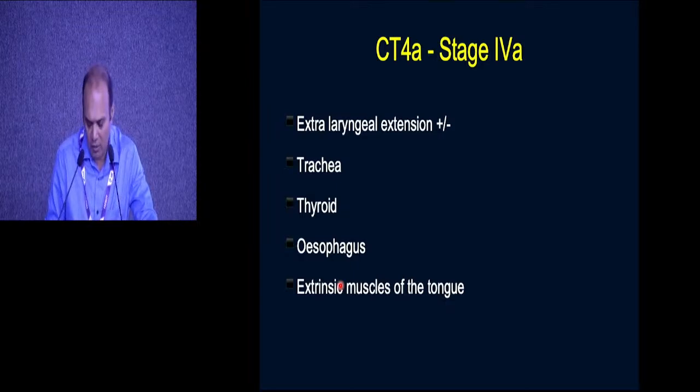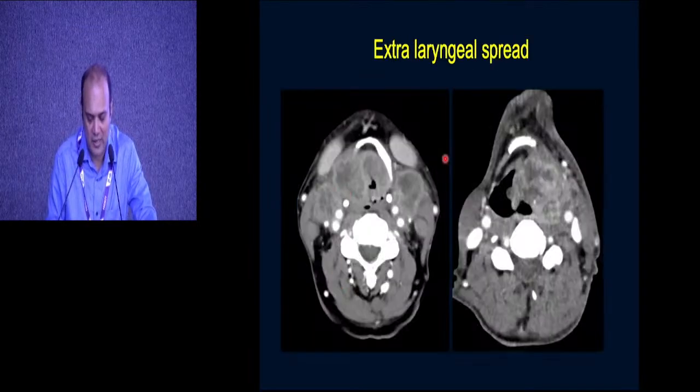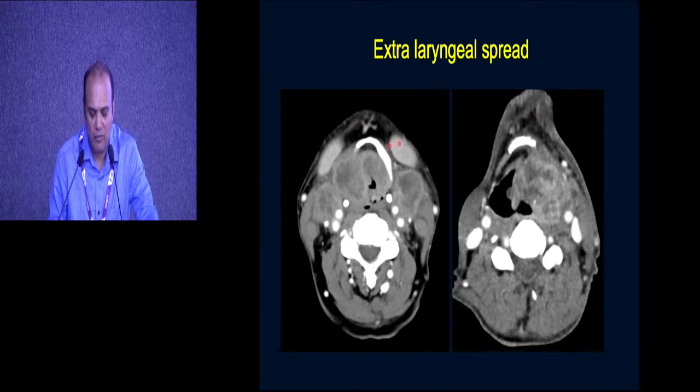So I will take a few examples. One, the extralaryngeal spread. Here you are seeing the level of the hyoid bone. The extralaryngeal spread is due to the involvement of the thyrohyoid membrane. We can see a lesion here, and it is a very bulky disease even with an airway compromise. So this patient can be taken for a chemoradiation program.